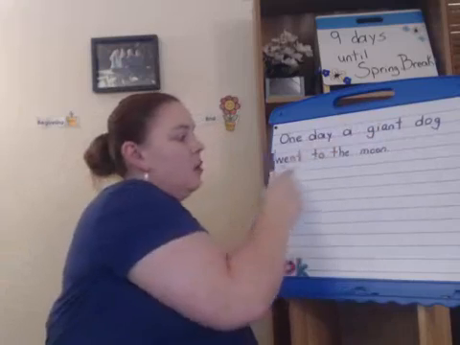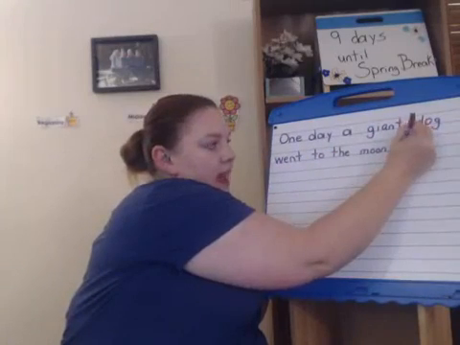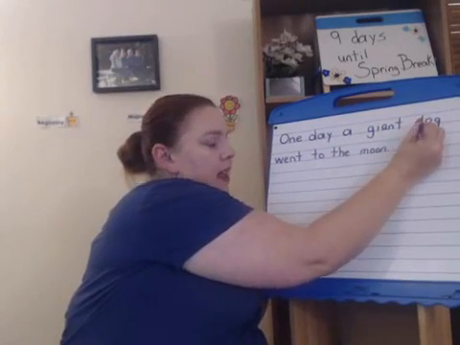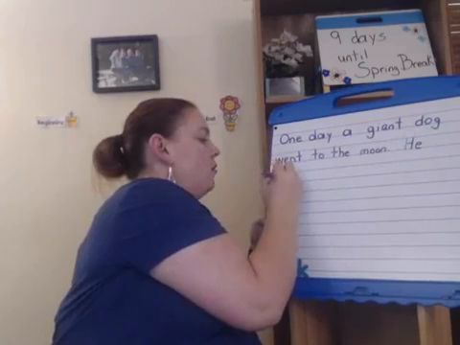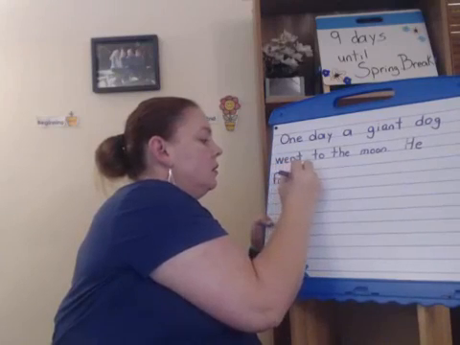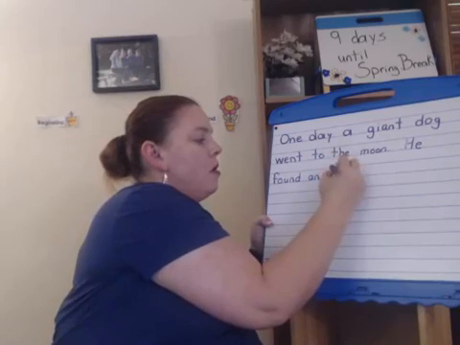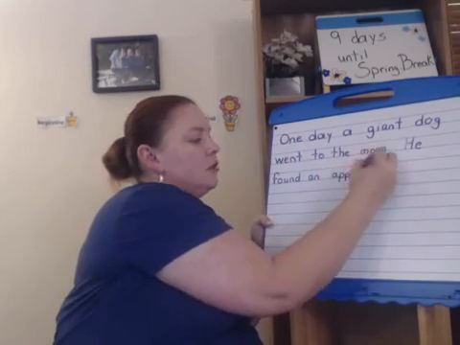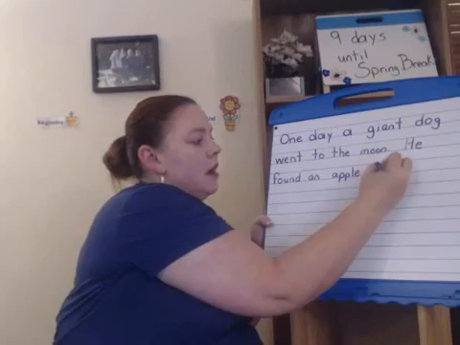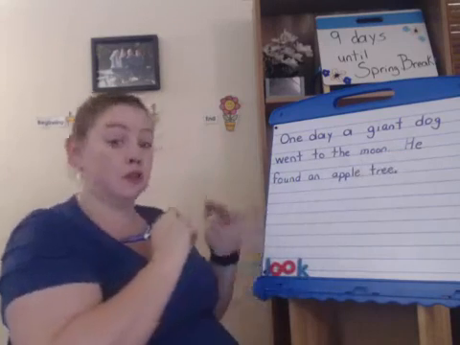One day, a giant dog went to the moon. I'm going to make it capital because it's a new sentence. He found an apple tree. He found an apple tree.